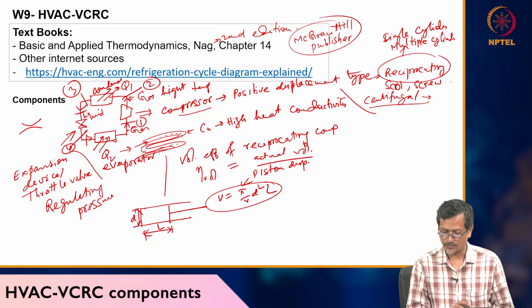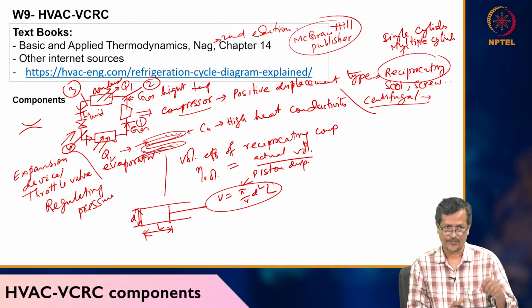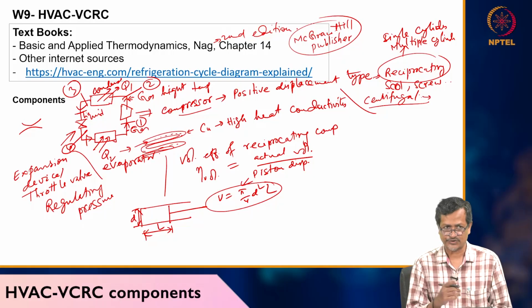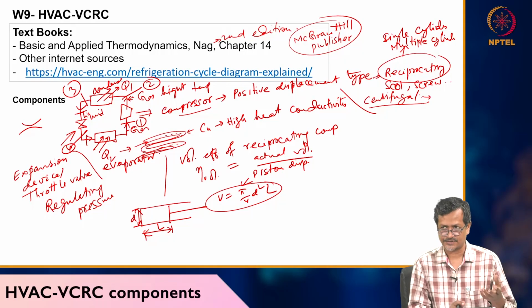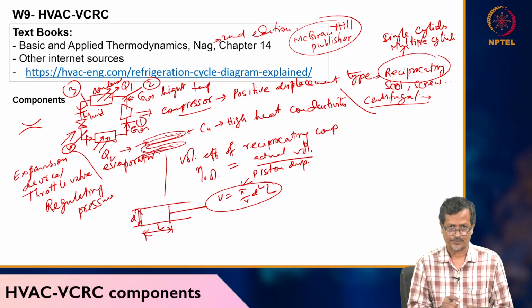And why will the actual volume be lower? Sometimes the piston will have certain leakage also. Because of leakage, volumetric efficiency will be lower. If it is sealed properly, then volumetric efficiency will be much higher. But for a worn out compressor piston, the volumetric efficiency will be lower.